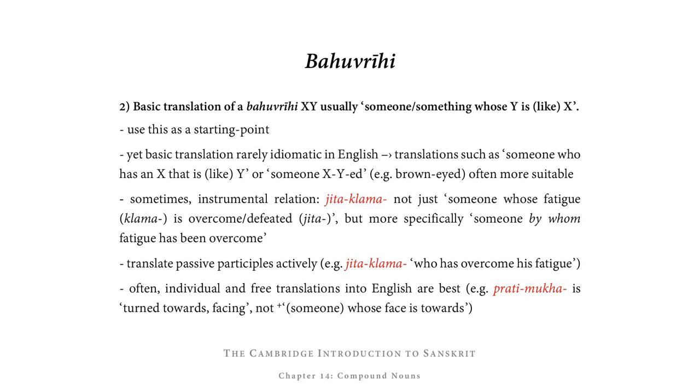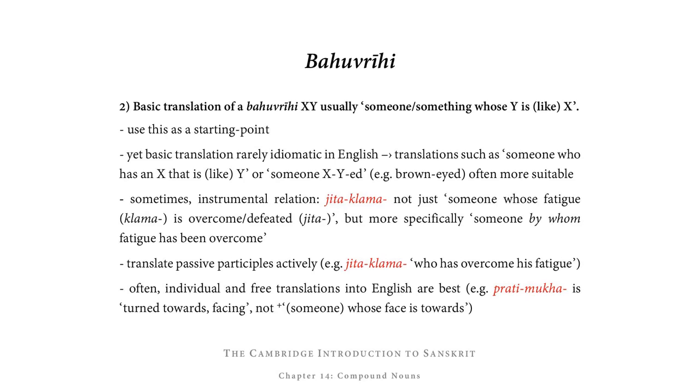Sometimes you will find that there's actually an instrumental relation between the members of a bahuvrihi. For example, jita klama is not someone whose fatigue, klama, is overcome or is defeated, jita, but rather it is someone by whom fatigue has been overcome. When you have such an instrumental bahuvrihi, very often it's even more idiomatic to translate passive participles actively. So jita klama would not be someone by whom fatigue has been overcome, but someone who has overcome his fatigue.